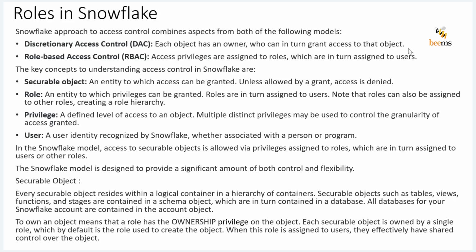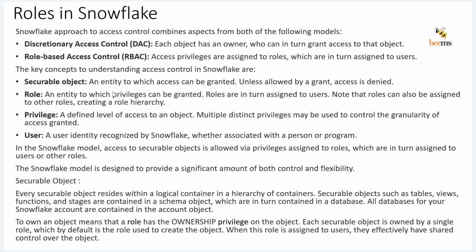Access privileges are assigned to roles, which are in turn assigned to users. So normally users come in first, users go into a particular role, and the access is granted to the roles, not to the users. The key concept to understand here is the securable object. You are creating a particular object and you do not want to share it with other roles like testers or analysts. So this securable object comes under RBAC, an entity to which privileges can be granted.